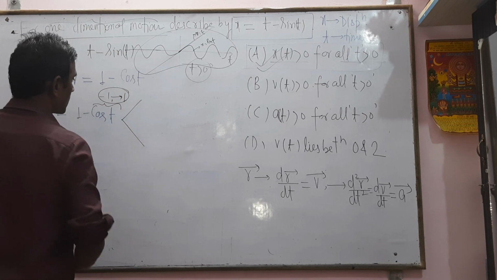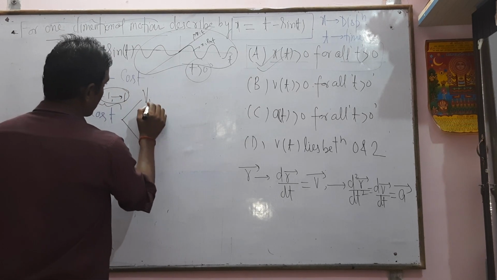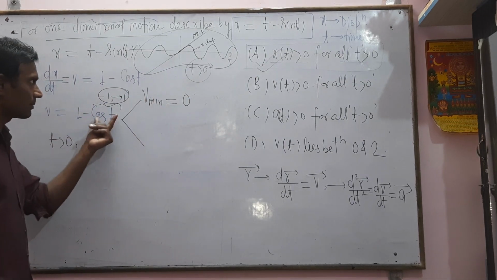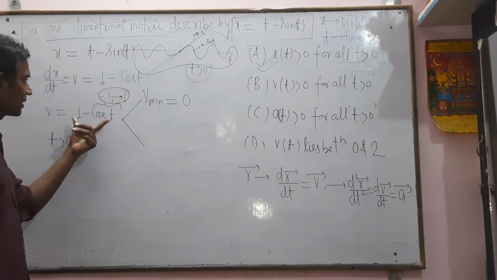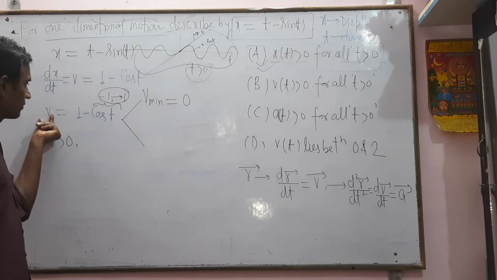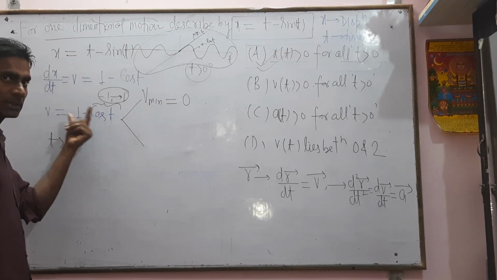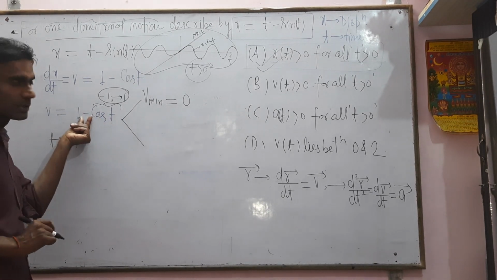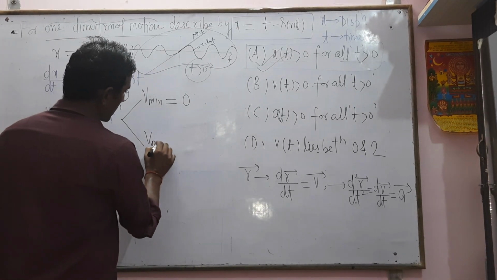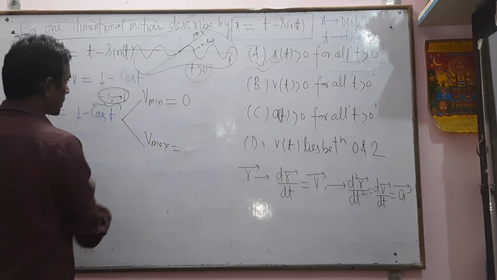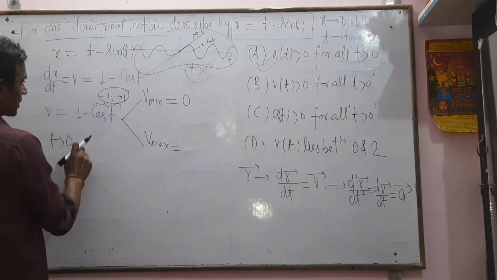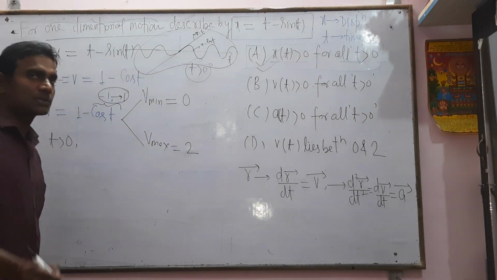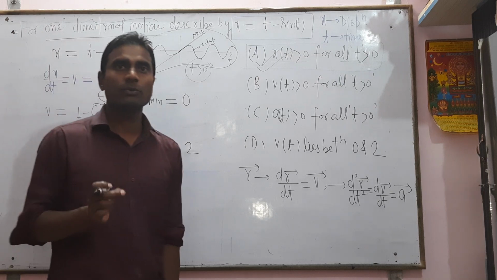Okay. Means the minimum value of velocity will be equal to 0. If cos t is the maximum, 1, then 1 minus 1. If this is the maximum, then that value will be minimum. If this is minimum, then that value will be maximum. Because at this point, cos t will be negative. So you can say v maximum will be when cos t is minimum. Minimum means -1, so 1 minus (-1) equals 2. Okay. So velocity minimum equals 0 and velocity maximum equals 2.